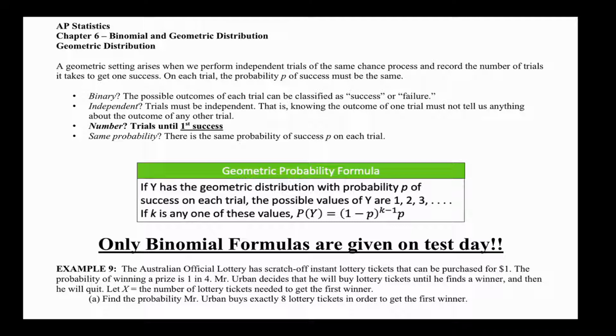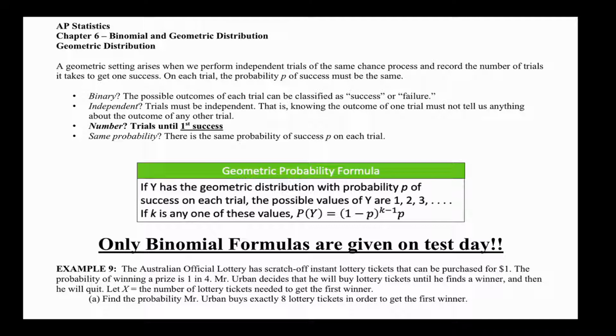The only difference between geometric and binomial is the n. There are no fixed trials. So they won't give you a fixed number. What will they say? They'll say until something happens, until your first success. Like they'll say, what is the probability that on the third try you make the free throw?